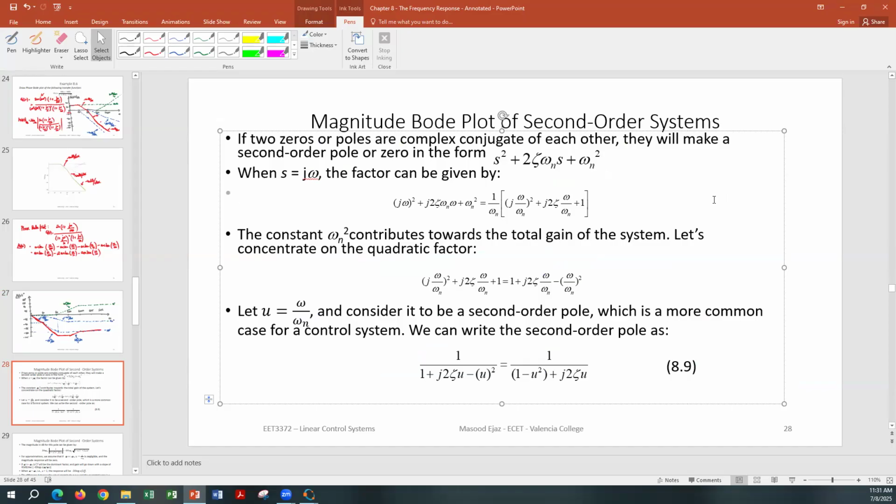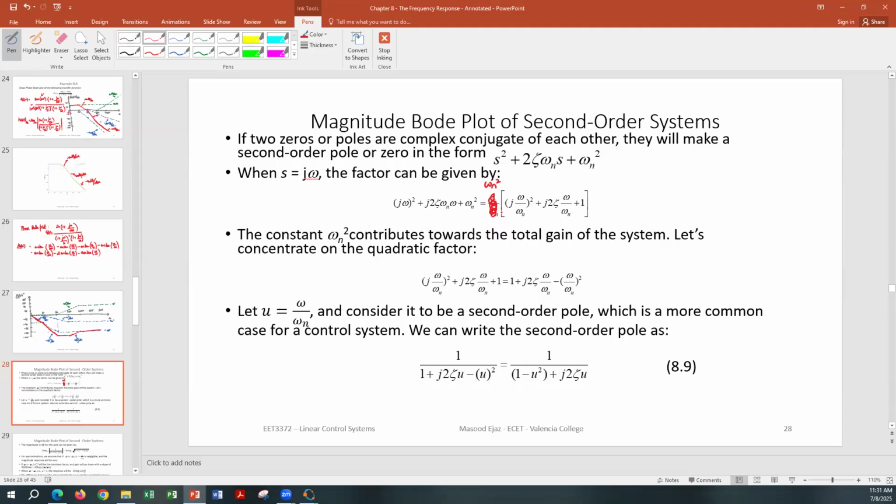When you put s equal to j omega, then j omega squared plus 2 zeta omega n j omega plus omega n squared, you're going to get this. This is incorrect right here. I forgot to fix it. We are taking omega n squared out from this equation, which will become j omega over omega n squared plus j 2 zeta omega over omega n plus 1. I don't know why I put 1 over omega n over there. So omega n squared is the common factor that we took out from there.